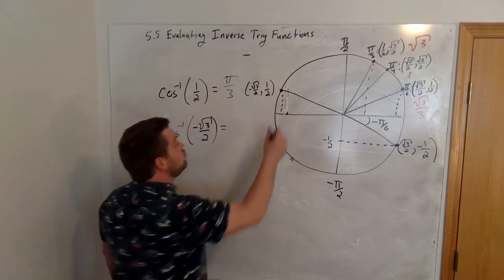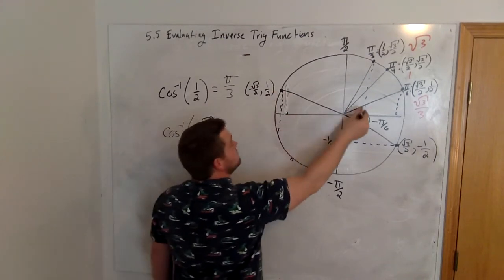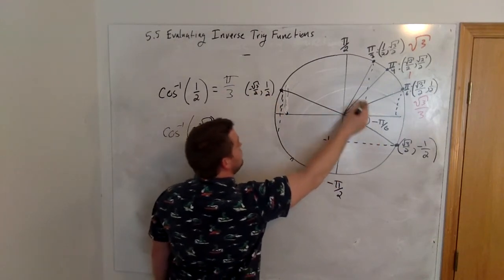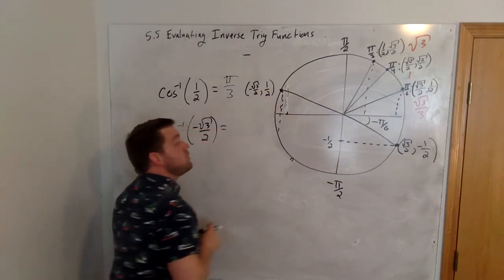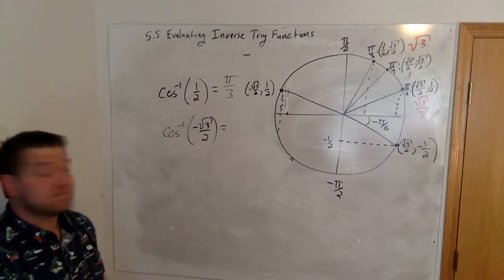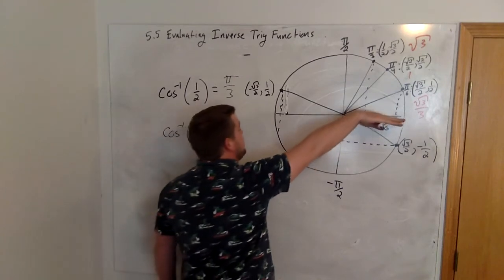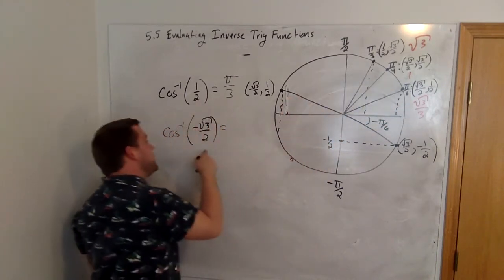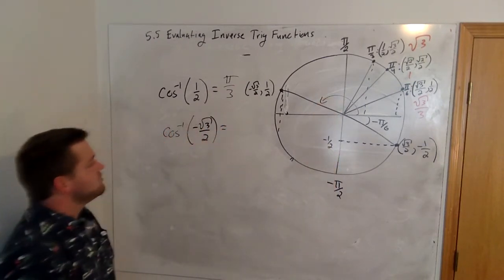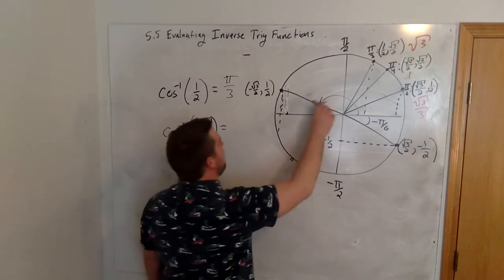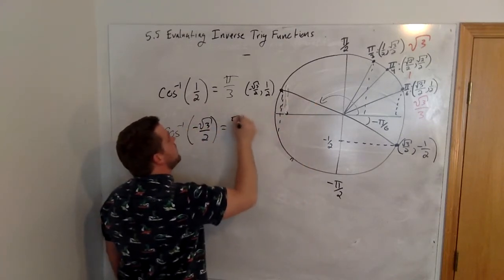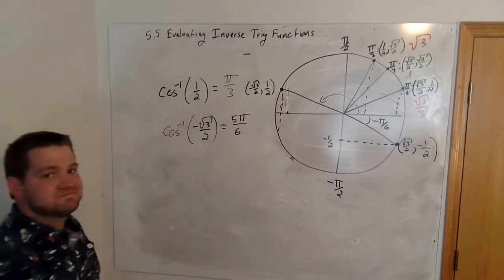Now, there are actually two locations. There are two angles. There's this angle that spits out an x-coordinate of negative root 3 over 2, and there's also this angle. But we have to remember, what angles does cosine inverse spit out? Cosine inverse only spits out angles between 0 and pi. So what angle do I record? I record this angle right here. So what is that angle? If we go all the way to pi and subtract pi over 6, this is going to be 5 pi over 6. And this is the answer.